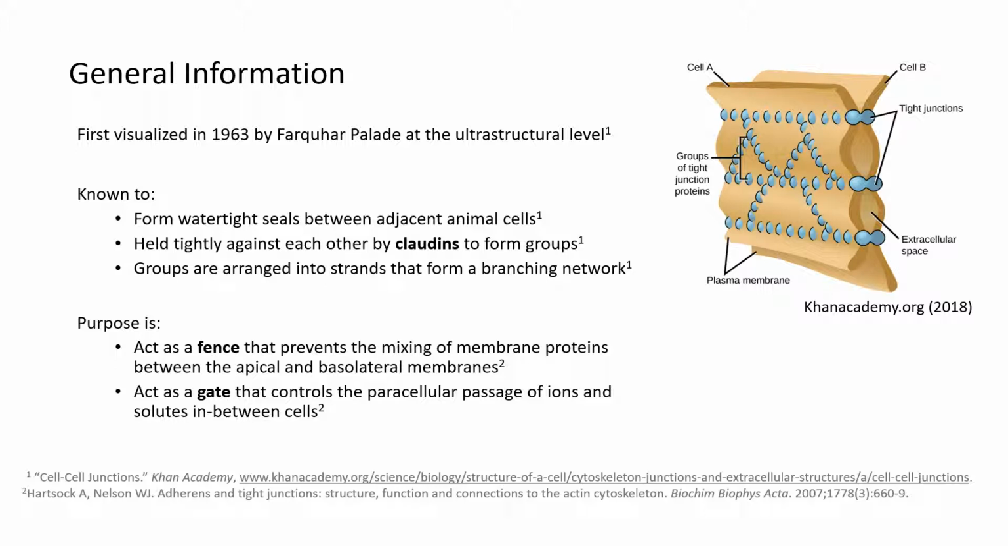So the two main purposes of tight junctions are to act as a fence that prevents the mixing of membrane proteins between the apical and basolateral membranes, and to also act as a gate that controls the paracellular passage of ions and solutes in between cells.